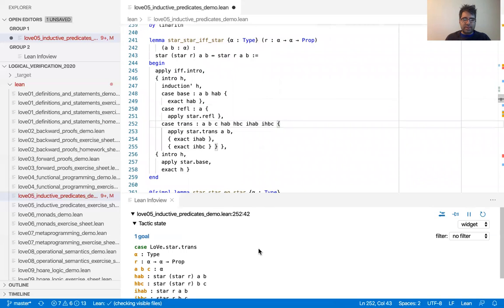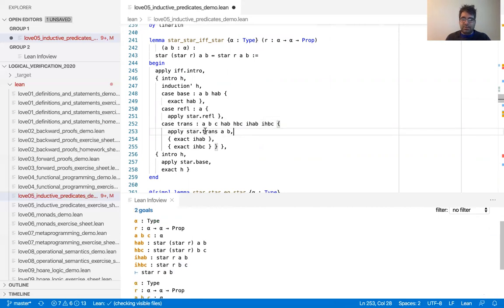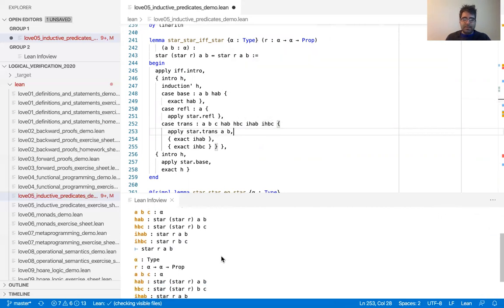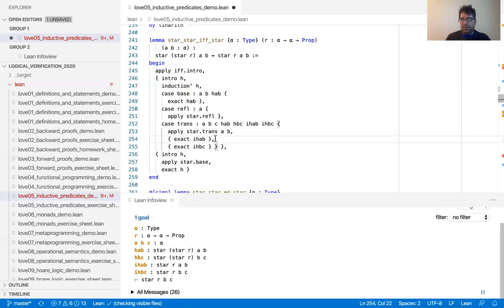So we have all these induction hypotheses, and that's great because here we have, you can go from A to B, you can go from B to C, and we want to prove that we can go from A to C. So we can just apply transitivity, and then the two goals correspond to hypotheses, right? So it's exact of an induction hypothesis, exact of another one.